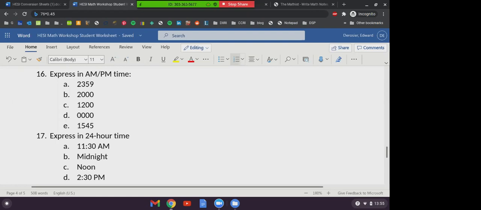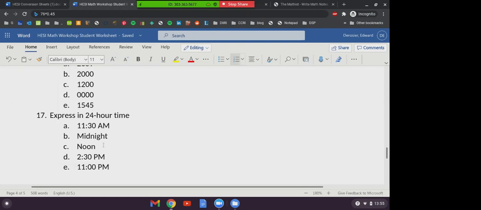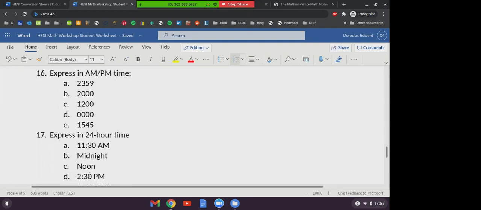About half the world tells time like this. And then the other half of the world tells time like this. And so being familiar with both is a good thing. In the medical field, it's always in 24-hour time or military time.